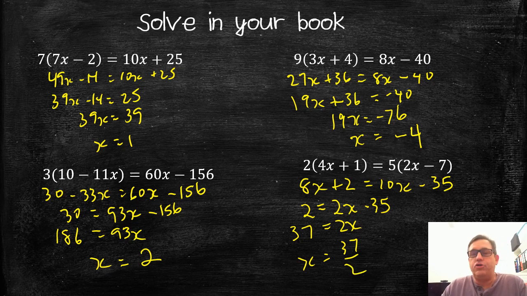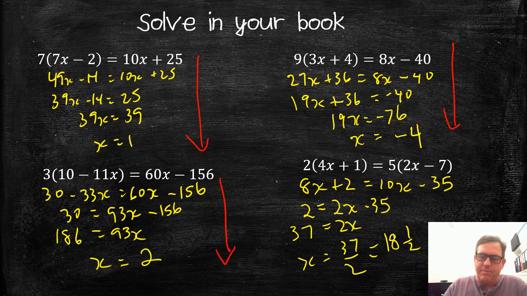Again, you can leave your answer just like that as a simplified improper fraction. If you want, you can change it into a mixed number, which would be 18.5. Your choice. Well done. Remember, stick to the steps. We go down the page, one step at a time. Show each step. Only do one thing at a time. See you next time.